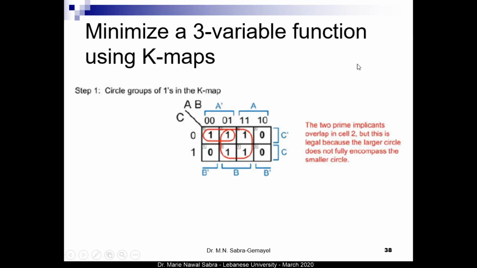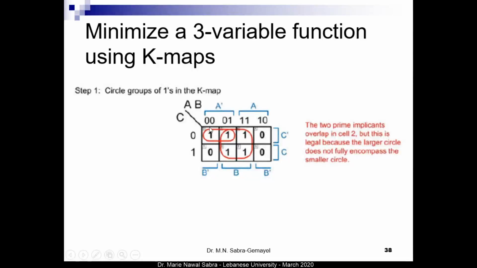If I have a 3-variable function implemented within a K-map, and I want to reduce it, this is how to reduce it. I will begin by trying to look for groups of 4. 8 is the whole K-map, so probably I'm going to look for groups of 4. So whenever I find a group of 4, I'll choose it.